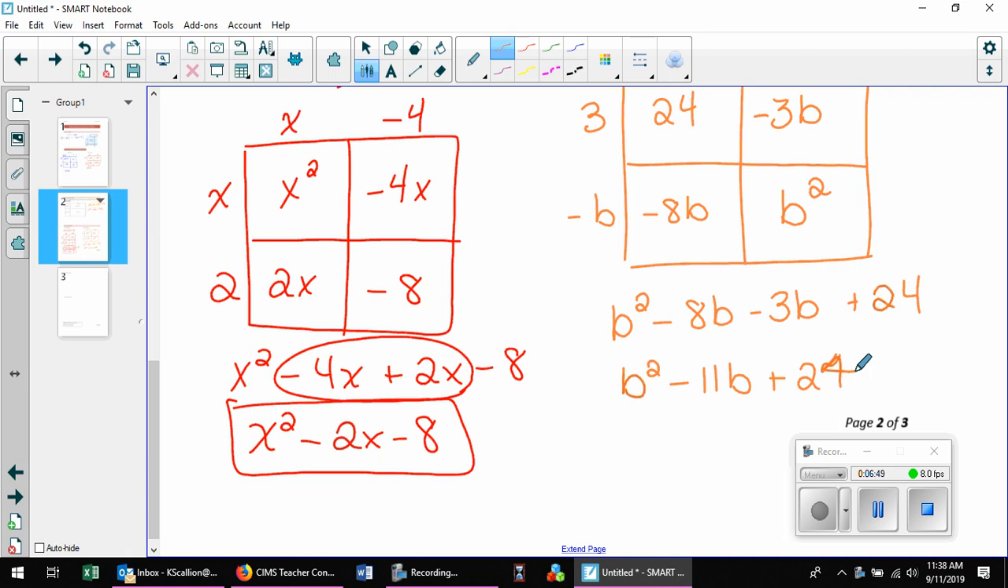I put 24 minus 11b plus b squared. Am I wrong? No. But this is more correct. I don't know if you can be more correct, but this is more correct.